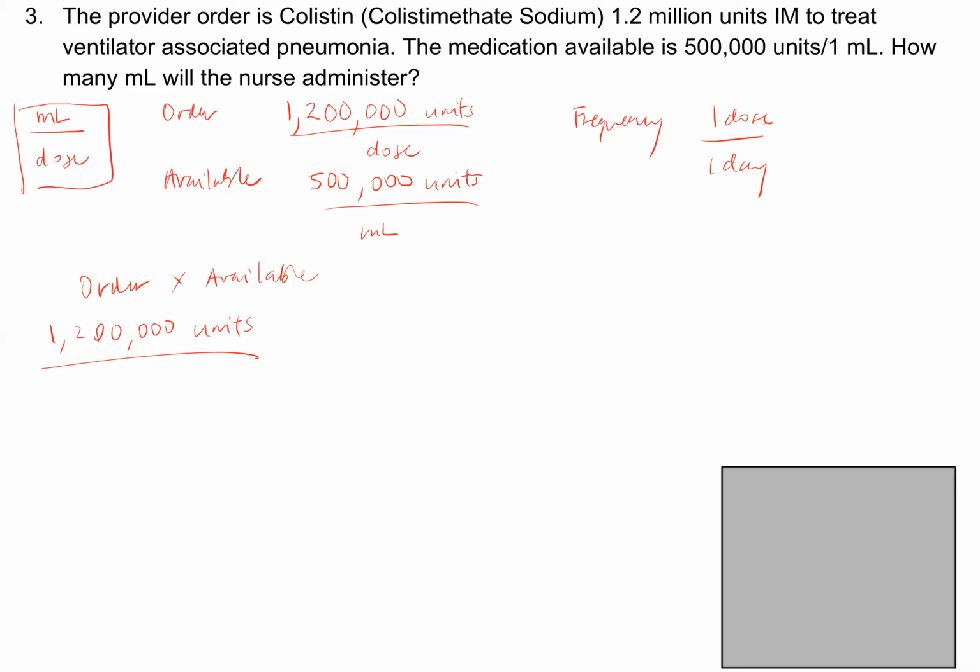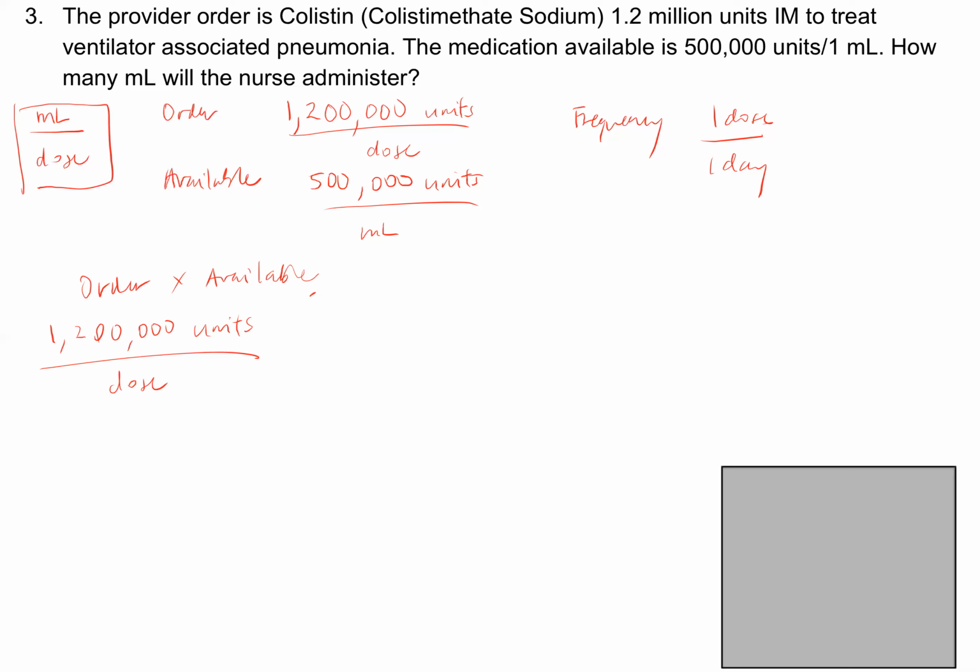units with 5 zeros. Your availability, you want the units to cancel, and you're left with mLs per dose. Fill in your numbers. And remember, you're going to do 1.2 million divided by 500,000 is 2.4 mLs per dose, which is your final answer.